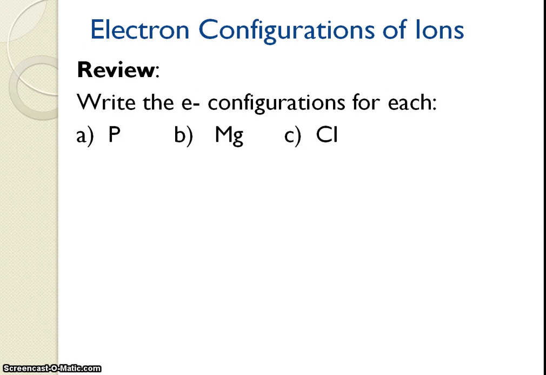So let's review electron configurations briefly. Phosphorus, if you find it on the periodic table, you would put neon in brackets, and then you'd have 3s2, 3p3. And this is just review. We've done this for several weeks now. Magnesium, you would have neon in brackets, 3s2. And chlorine, you would have neon in brackets, 3s2, 3p5.